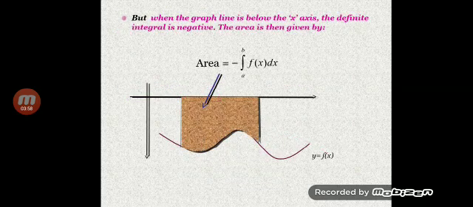Similarly, when the graph lies below the x-axis, the definite integral is negative, its value is negative, but the area will not be negative. The area will not be negative. Area is equal to minus integral a to b f of x dx. Same concept, just I have considered the below area, that's why it will be negative.